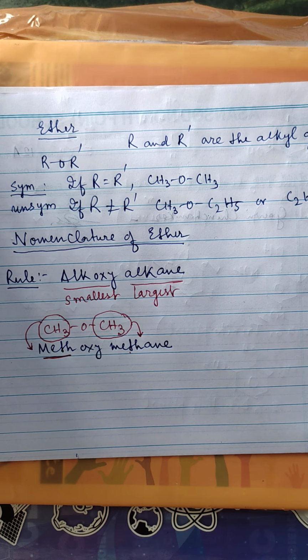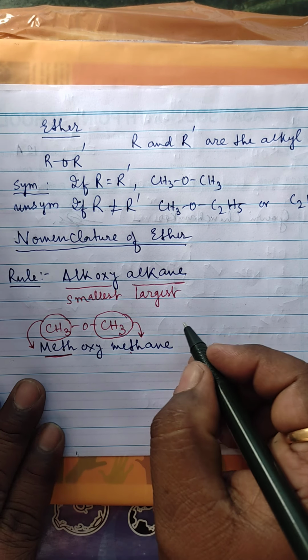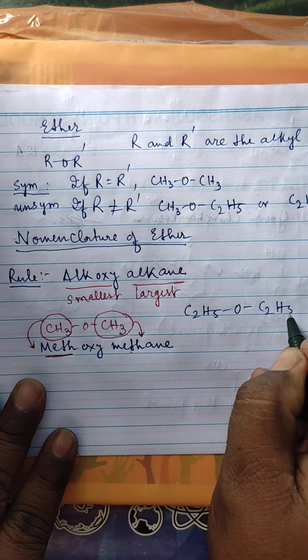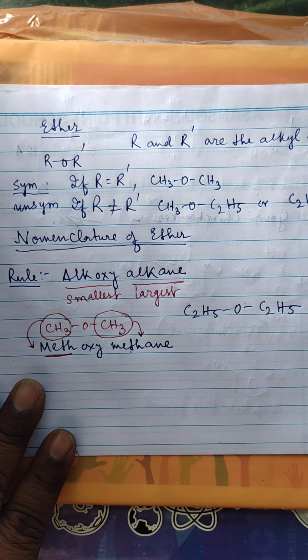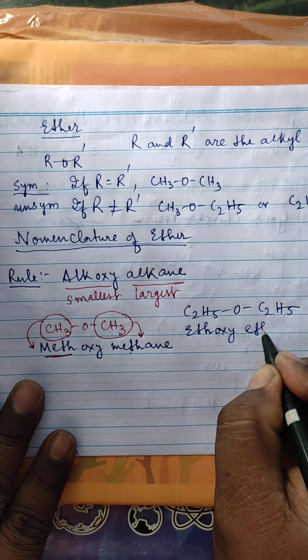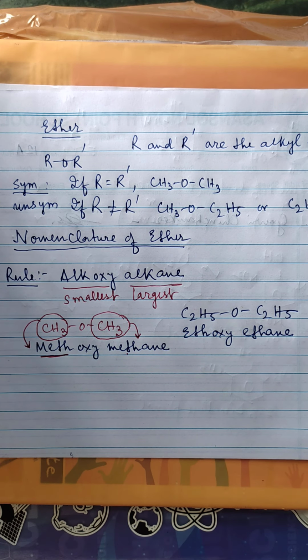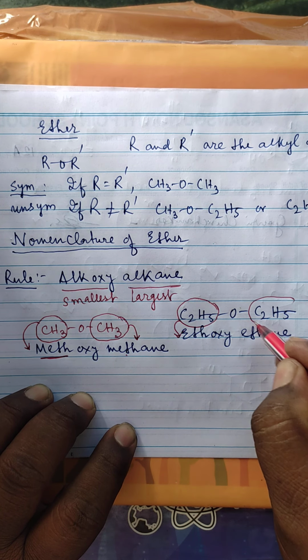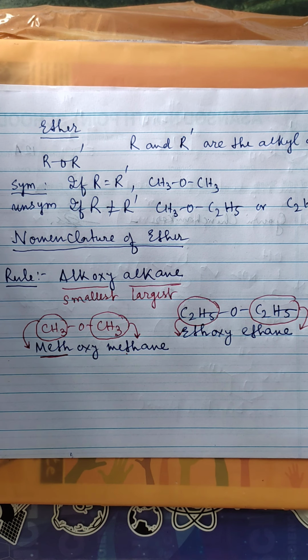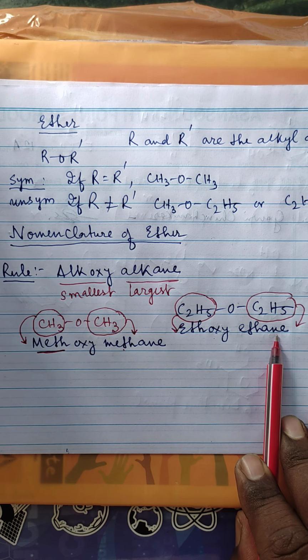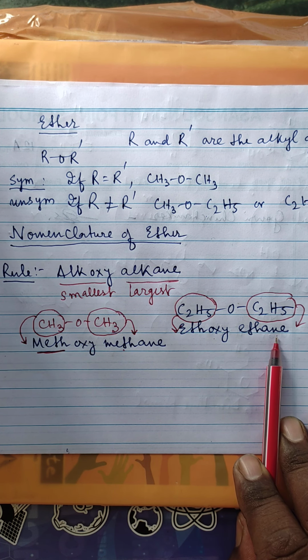On the other hand, if I have an ether like this, C2H5OC2H5, what is the IUPAC name of this ether? It is called ethoxyethane. This portion becomes the ethoxy portion, this portion becomes the ethane portion. So one is methoxymethane, the other is ethoxyethane. In this way we name this compound. Understood?